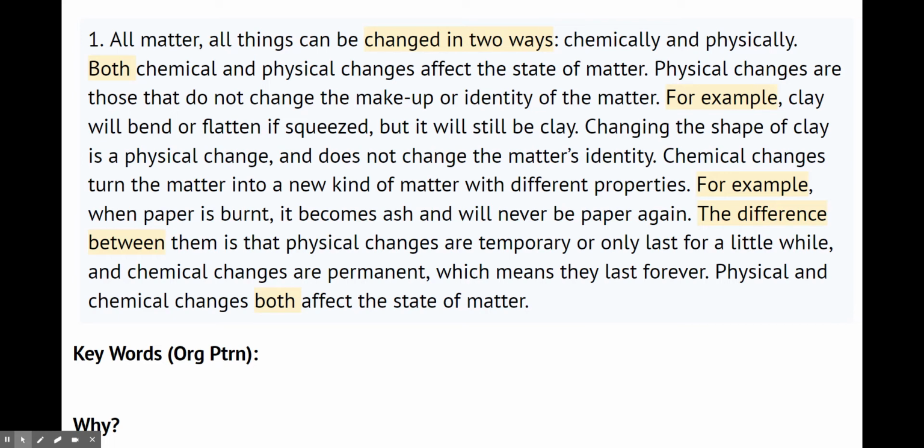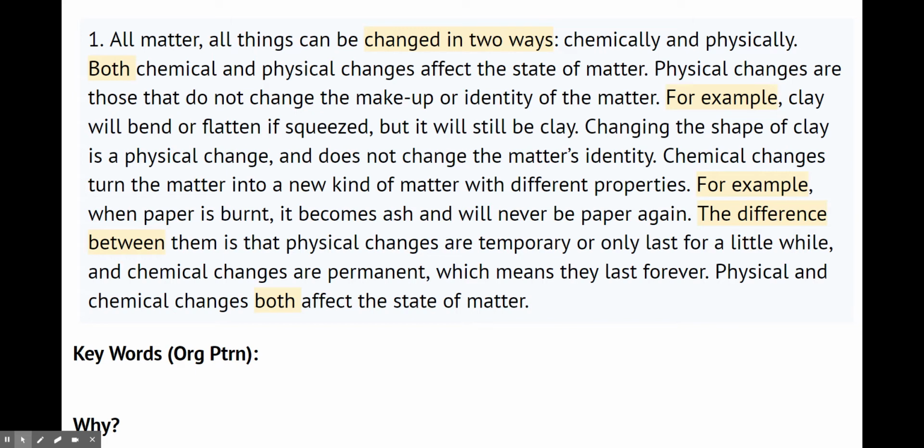So let's look at the words that I highlighted. The first thing that stands out is changed in two ways. We're talking about chemical and physical changes. We have the word both. We have two different for examples, and we have the difference between, and then both again.